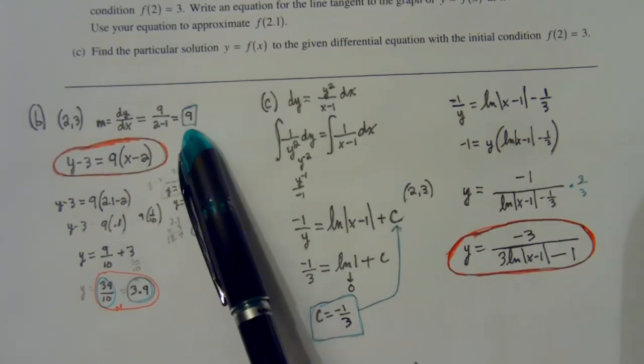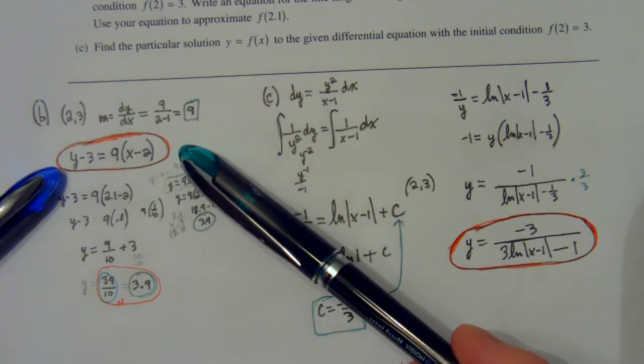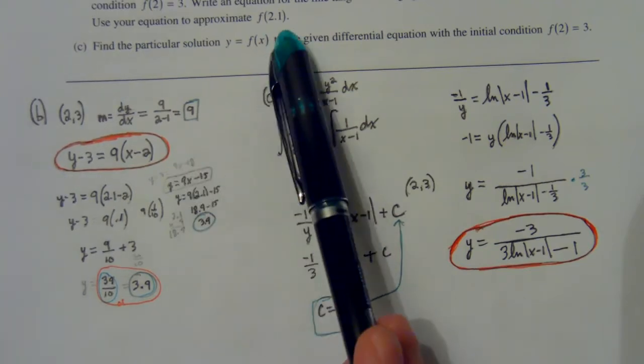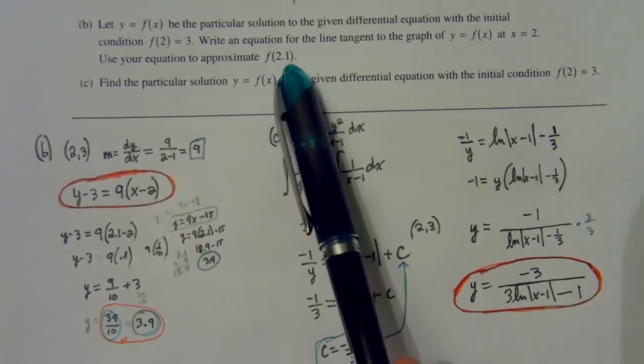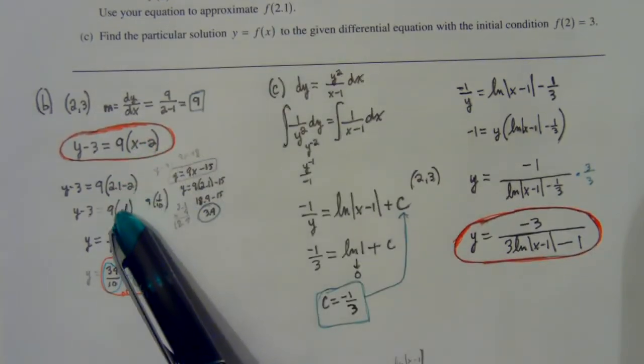And that's the slope of the curve, the slope of the tangent line. Do your point slope form, boom, there's the equation of the tangent line. And then it says use that equation to approximate f of 2.1, which means you're going to take the 2.1 and plug it in place for x.